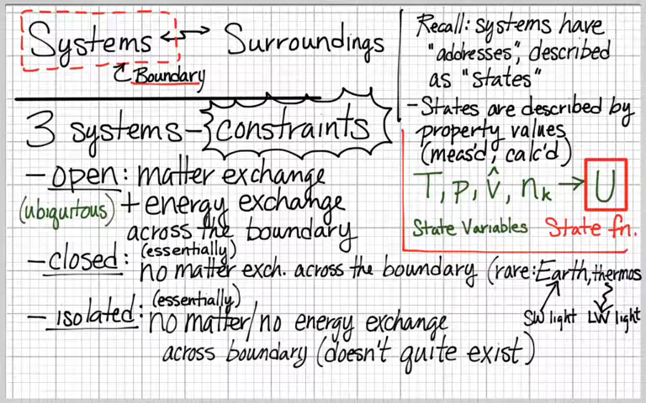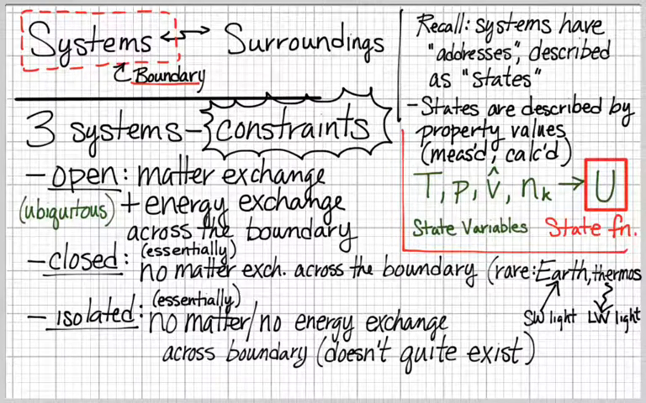And an isolated system is where the constraints are modeling a system that essentially has no matter and no energy exchange across the boundary. It doesn't really exist in a really pure form, but as we've been trying to frame in class, there are functional models that allow us to really look at the balance between system and surroundings and do some calculations.